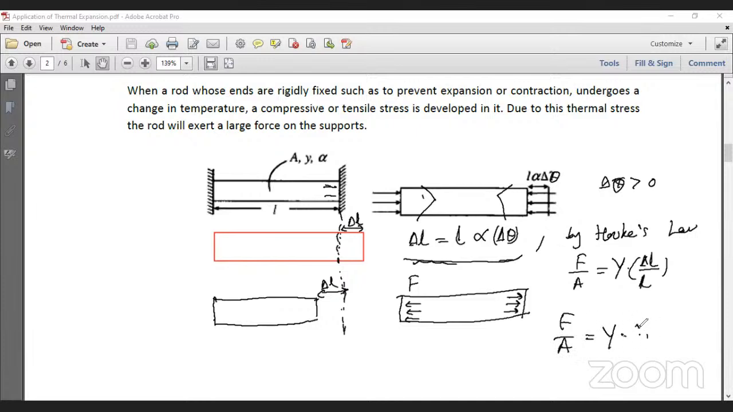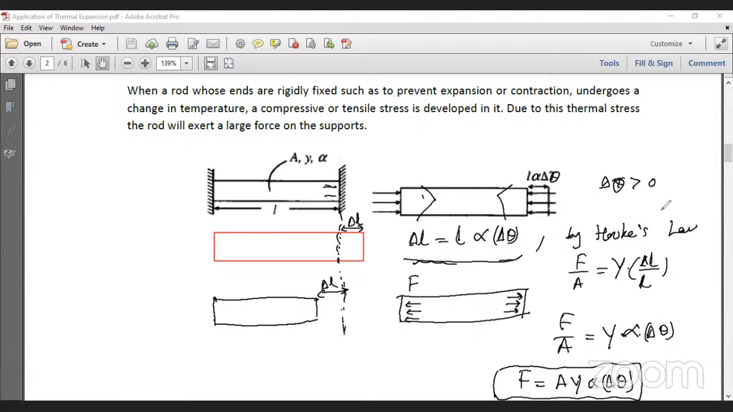Delta L over L is alpha delta theta, so you can say that the force experienced, or the stress produced, is equal to Y alpha delta theta. So we can write the force experienced as A Y alpha delta theta. Here alpha is the linear expansion coefficient of this material, Y is the Young modulus, A is the cross sectional area and theta is the temperature change. So that equation you can apply in thermal experiments.